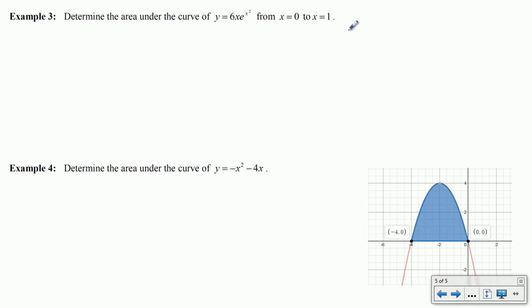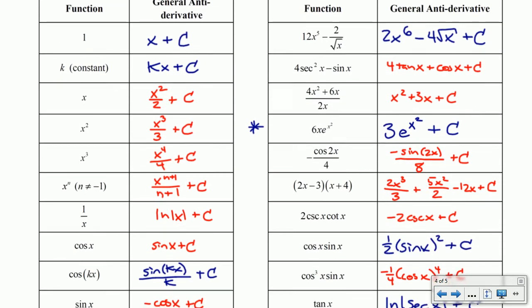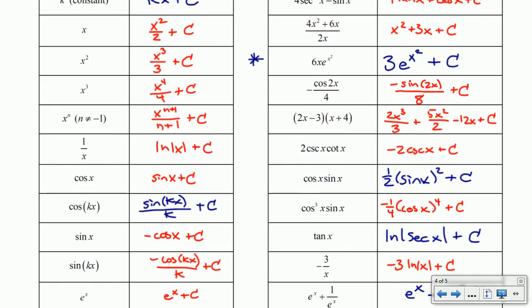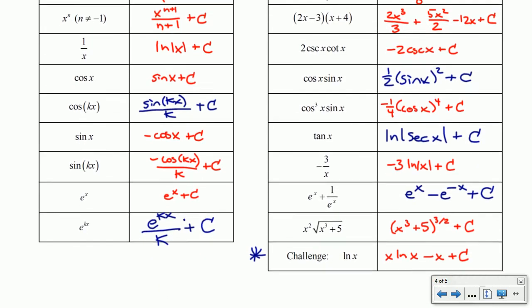Hello everyone. Today we're going to go over a few more examples involving areas under curves. But before we begin that, let's just have a look at the remaining questions from last class. So quick look, you can pause it if you need, and we're going to move on.